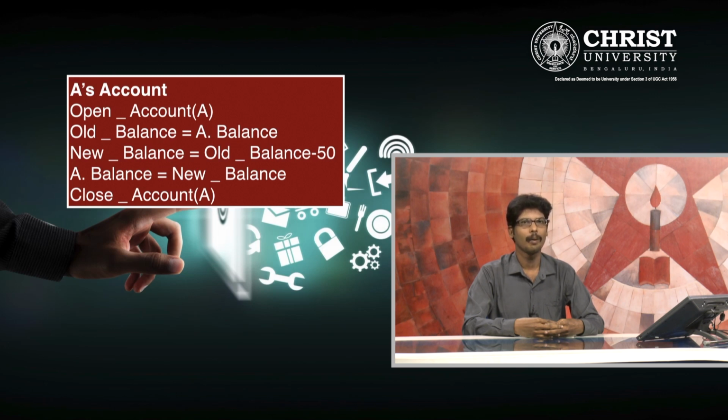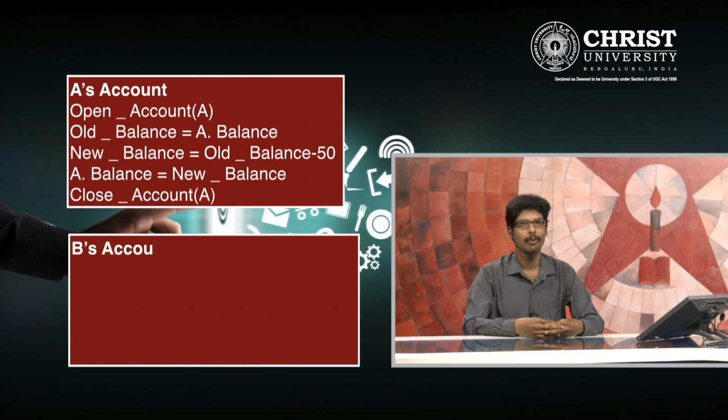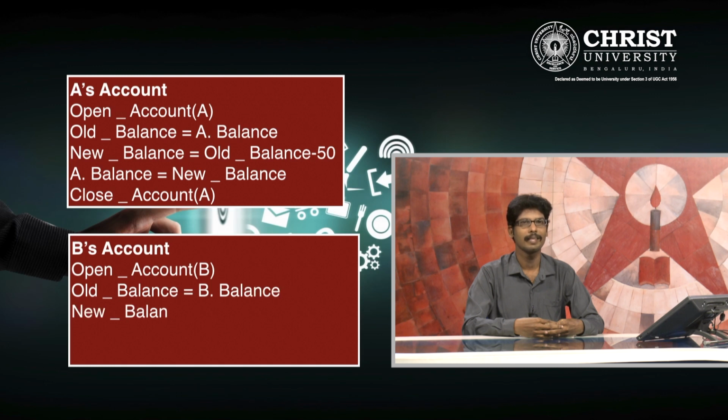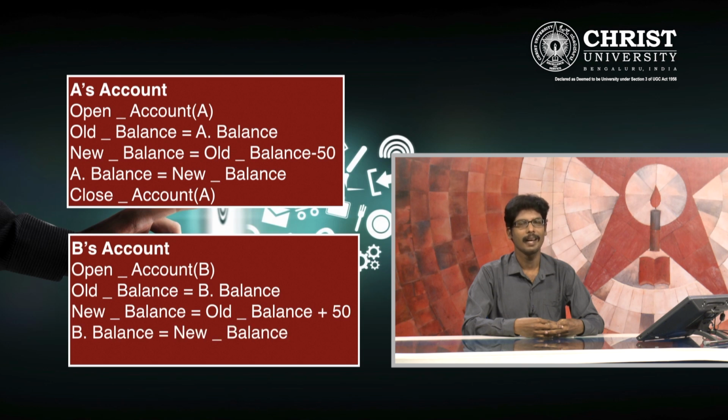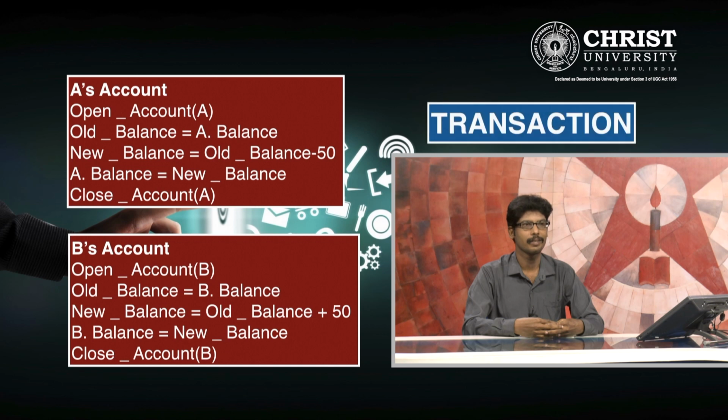Now, the deducted amount should be added in B's account. So, in B's account, the following steps will be performed. Open account B. Old balance is equal to B's balance. New balance is equal to balance plus 50. And B's balance is equal to the new balance. And then close account B. If the above statements are executed successfully, then we call this a transaction.